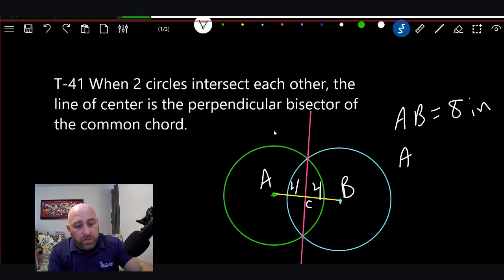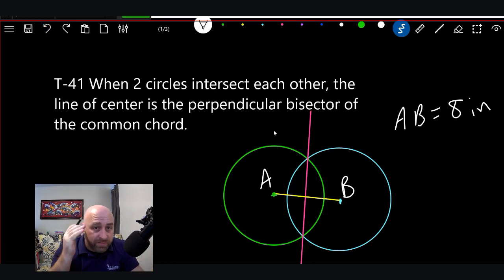Again, on your future proofs and things like that, you are going to be using that. So kind of file that away, and make sure that you remember that anytime circles intersect each other, when you draw the common chord, and it doesn't matter where the circles intersect each other, top or bottom, left side, right side, they always form this perpendicular bisector of the common chord. The line of center is when you join the two center points. Okay, so that's page 146. That's lesson 3.11.